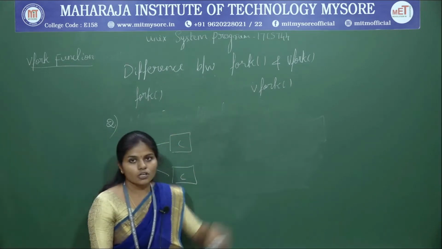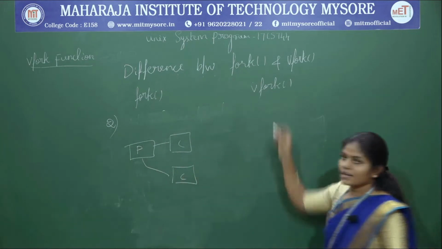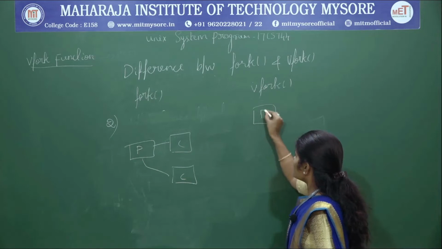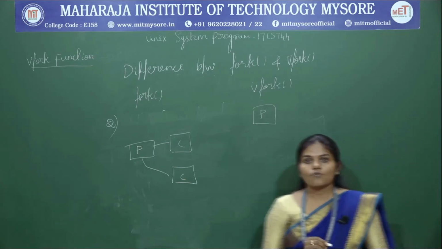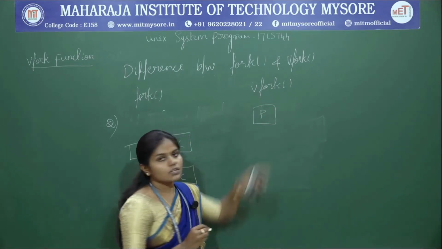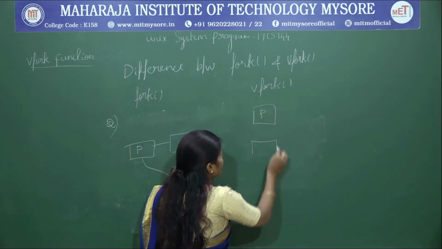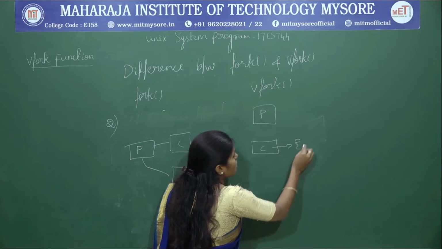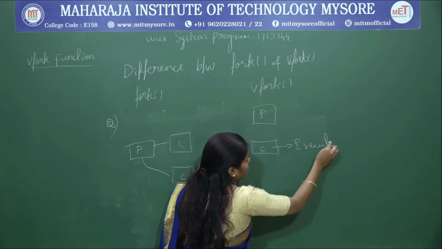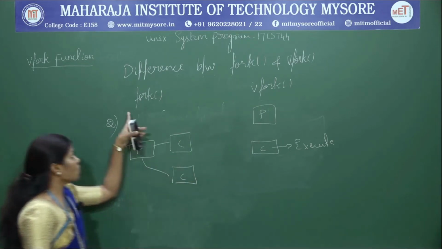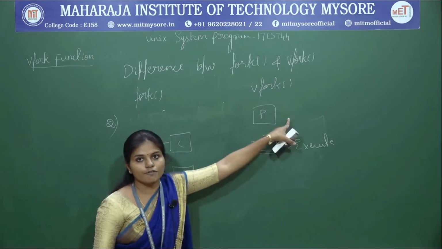Now in the v-fork command, when v-fork is used for creating the child, the parent is going to be suspended. Why? Because v-fork is going to suspend the parent process and make the child process execute. So this is the major difference between the fork command and the v-fork command.